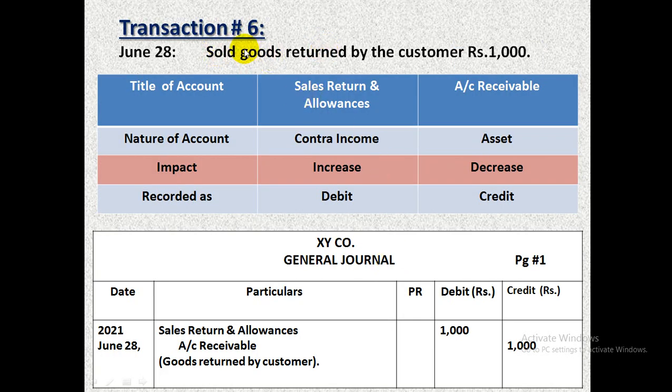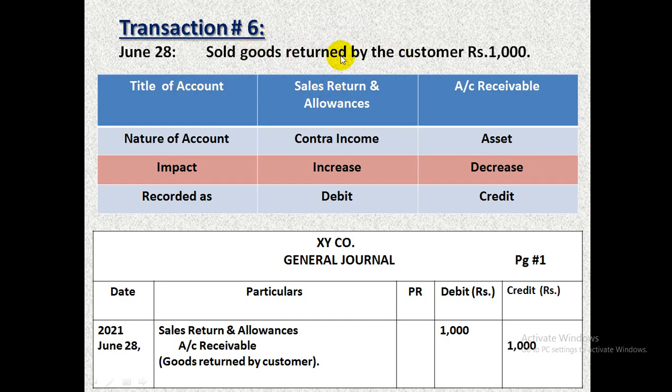When goods are sold to a customer, they are known as sales. When the goods which are already sold to a customer are returned by them, we will title it as sales returned and allowances. We call such goods sales return and allowances because they are returned by the customer. So this is the account title which we will use for this transaction.